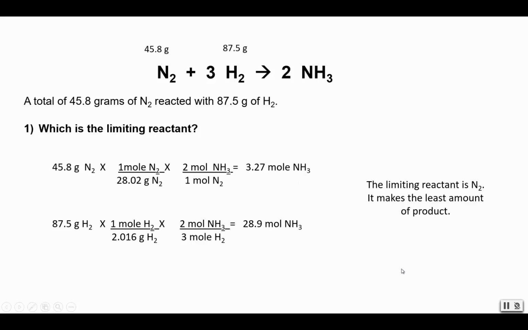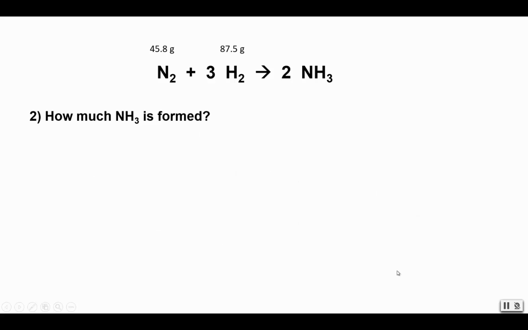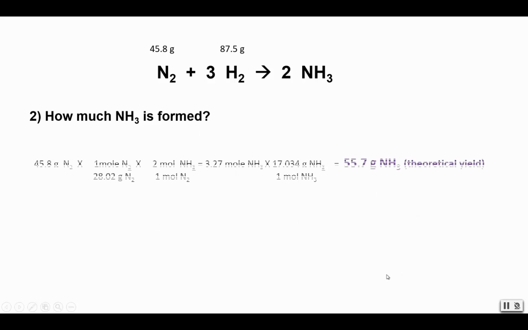So we found nitrogen gas was the limiting reactant. Now I want to know how much ammonia is formed. I literally could just take this 3.7 moles that I previously calculated from this point and just change it to grams of that compound. And that becomes my theoretical yield.